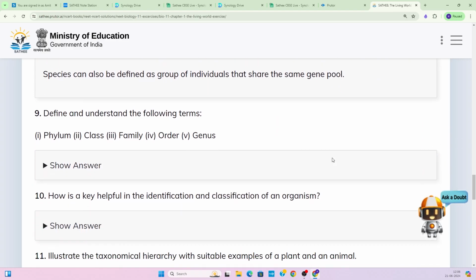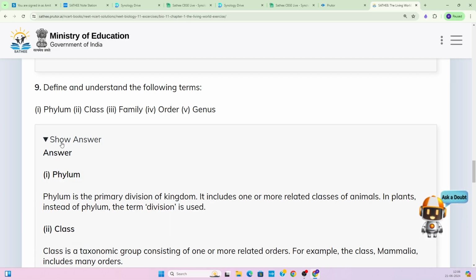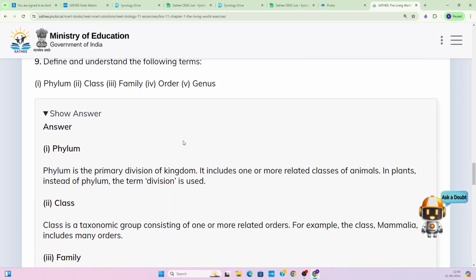Okay, here comes the next question. Define and understand the following terms. These are very, very important terms: phylum, class, family, order, and genus. Let us understand and define them. The first one is the phylum. The phylum is the primary division of a kingdom and includes one or more related classes of animals. So different classes of animals are present in one phylum. And in plants, instead of phylum, the term division is used.